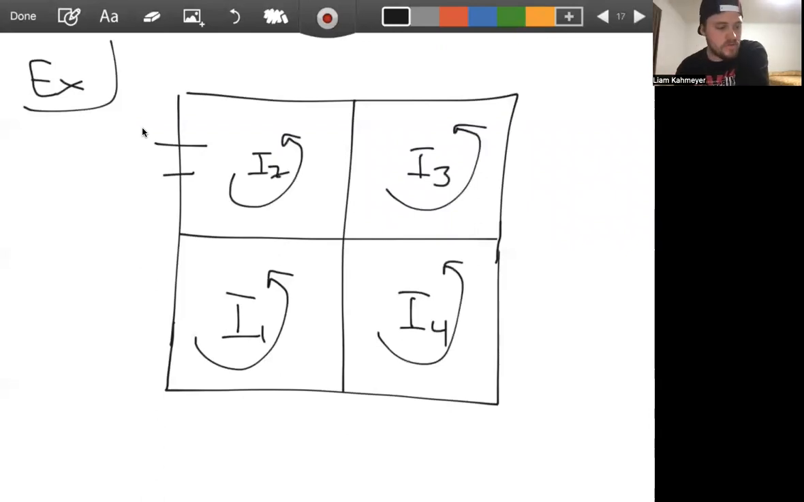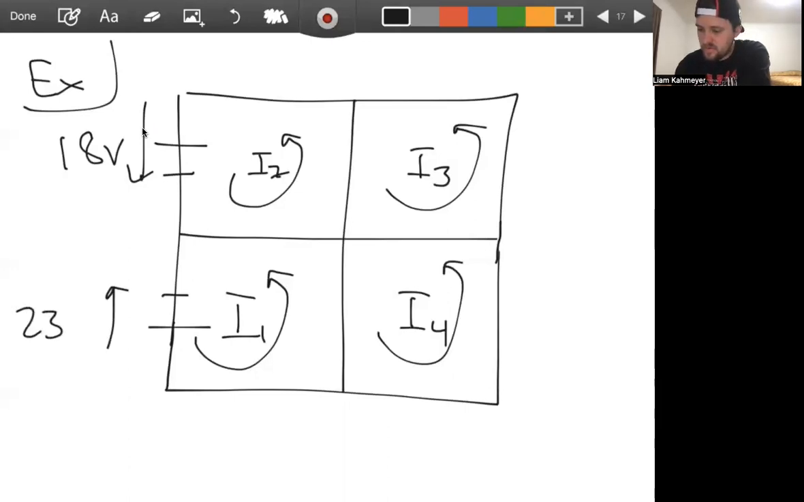And now let's add in our voltage sources. So let's say we have a voltage source of 18 volts in this direction here. In the first circuit, let's say we have a voltage source with 23 volts. And then let's say in the third circuit, we have a voltage source of 27 volts traveling this way, and none in circuit 4. Now let's add our resistors.